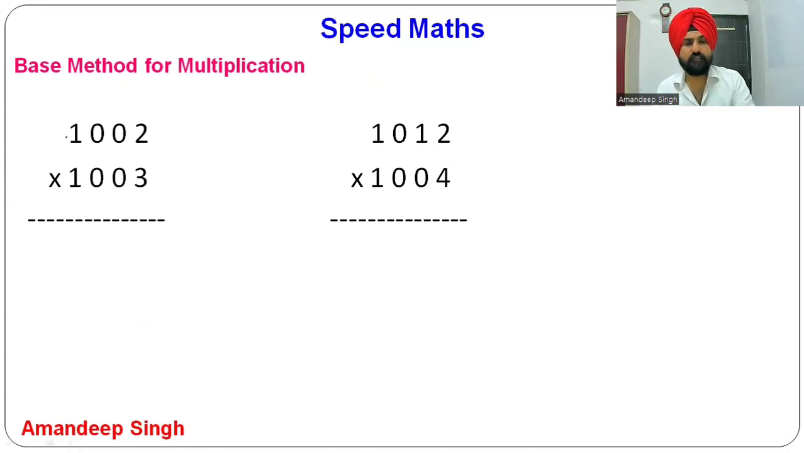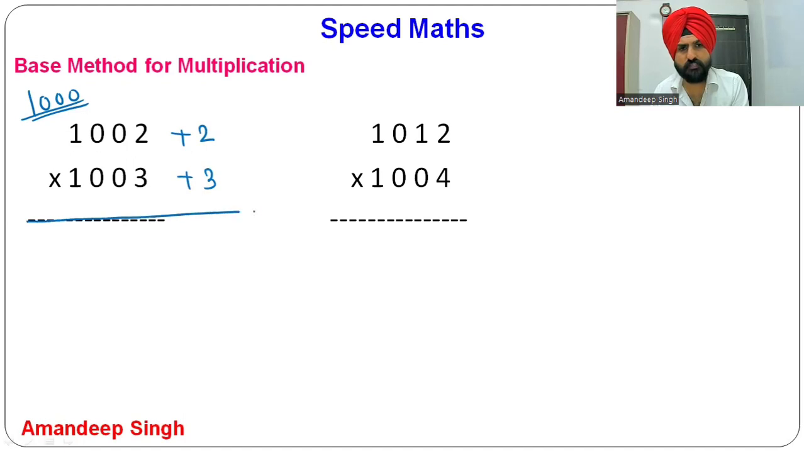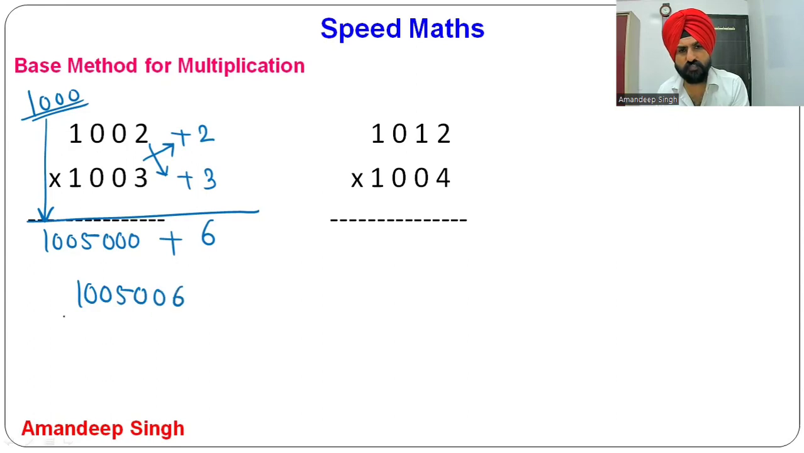Wait for some time. Let's take 1002 and 1003, but this time our base will be 1000. How much is this number more than 1000? It is 2. And how much is this number more than 1000? It is 3. First of all, multiply these numbers. I get +6. Now 1003 plus 2 or 1002 plus 3 will give me 1005. You have to multiply this number by the base, which is 1000, so I will get 3 zeros and add 006. So my answer will be 1005006.